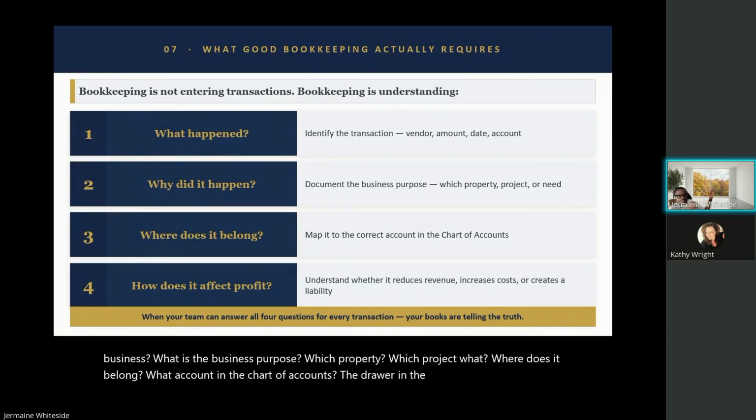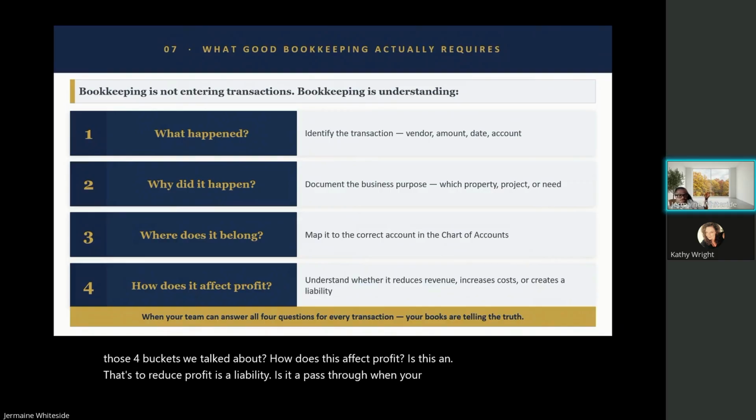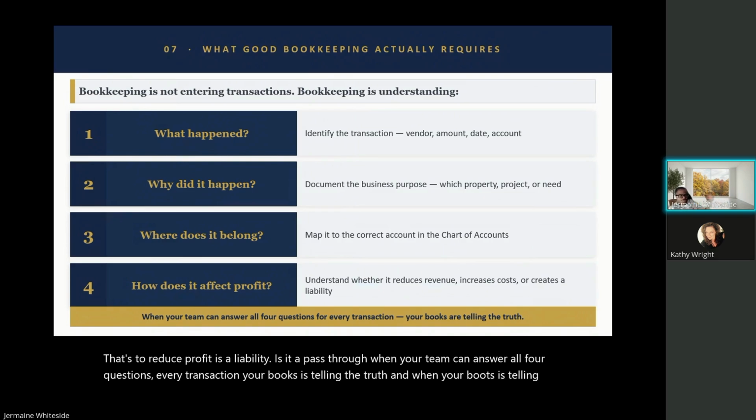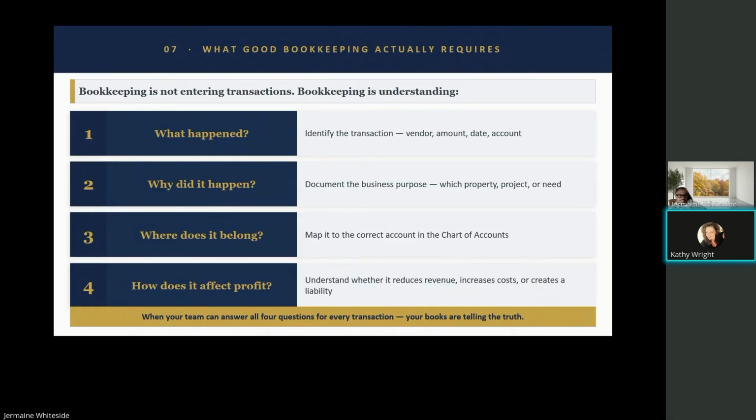Remember those 4 buckets we talked about? How does this affect profit? Is this an expense to reduce profit? Is it a liability? Is it a pass-through? When your team can answer all 4 questions for every transaction, your books are telling the truth. And when your books are telling the truth, you can make confident decisions. Exactly. I do wish now that someone had explained it to me this way years ago, but unfortunately that didn't happen. Sometimes you have to go through this rough stuff to understand how important it is in the long run.